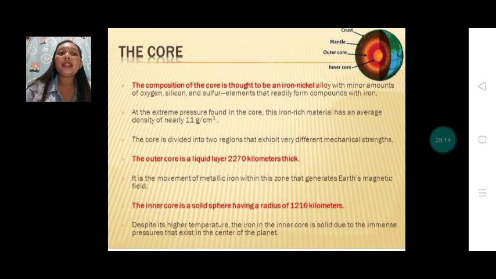So the outer core is a liquid layer, which is 2,270 kilometers thick. It is the movement of the metallic iron within this zone that generates Earth's magnetic field. And then the inner core is a solid sphere having a radius of 1,216 kilometers. Despite its higher temperature, the iron in the inner core is solid due to the immense pressure that exists in the center of the planet.